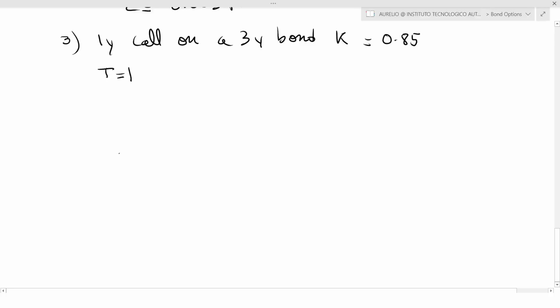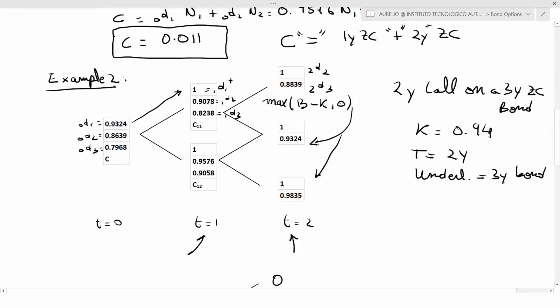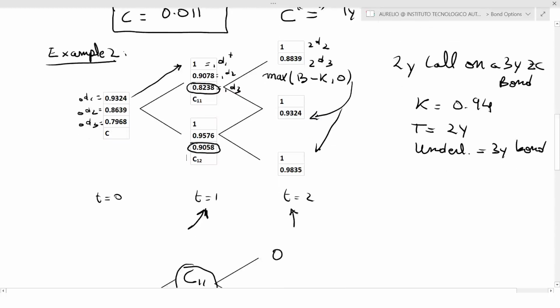And then the second thing is, what's the underlying security that you're going to have to use to compare the strike with? So the underlying security is still going to be the 3-year bond, but now not at t equals 2, but at t equals 1. So if we go back to the tree, now I need to work my call option starting here, and I need to compare it with the 3-year bond. So the 3-year bond is going to be this one and this one. So let's go and set up our two equations, two unknowns, to figure out exactly what's going on.